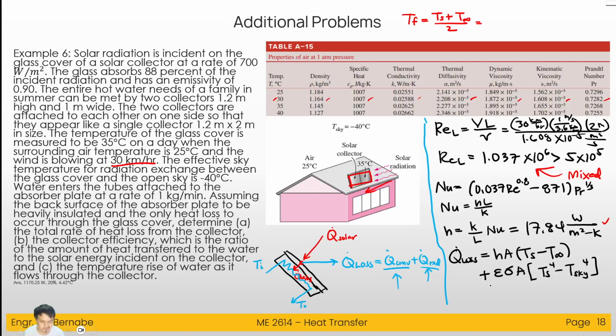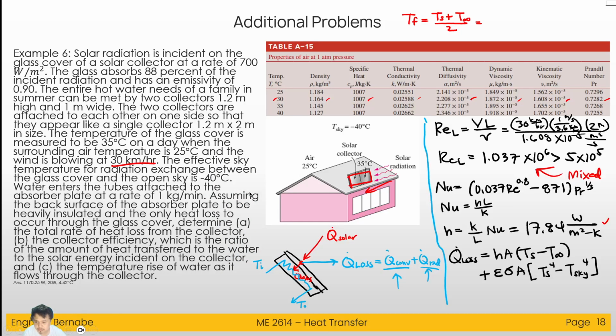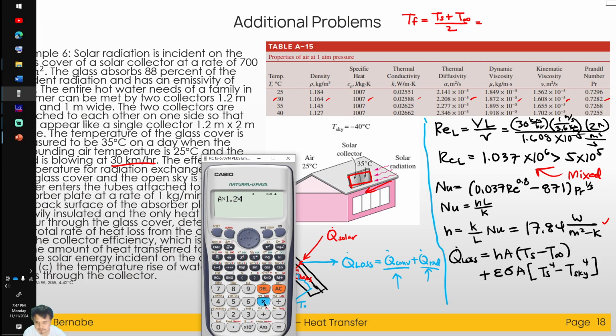I think this will fit in our calculator, so let me just solve this directly. So the Q loss, so save this. You have here the convective coefficient saved as A, and then the area. The area here is 1.2 times 2 only. And then you have TS minus T infinity, so 35 minus 25. Plus you have the emissivity, so 0.9, and then the Stefan-Boltzmann constant, 0.467 raised to -8, and then times the area, 1.2 times 2.